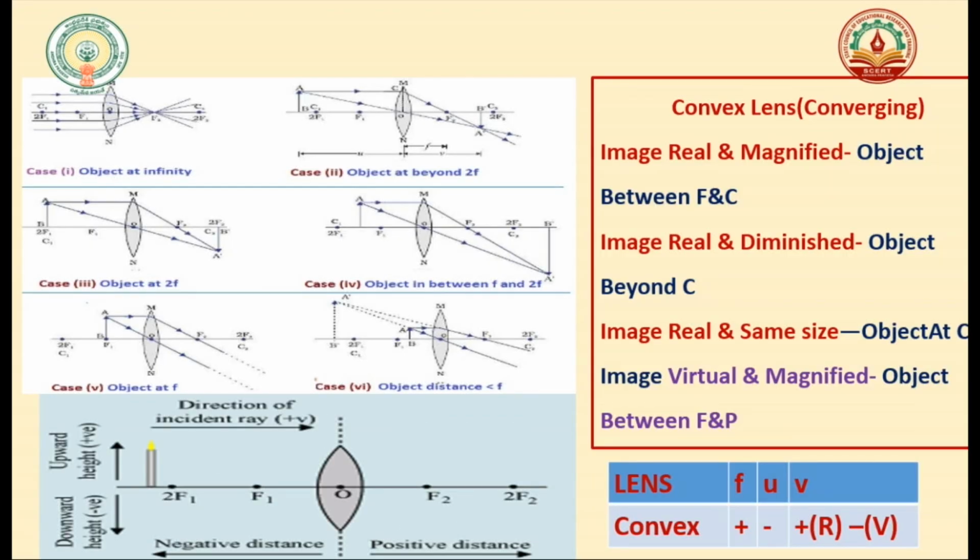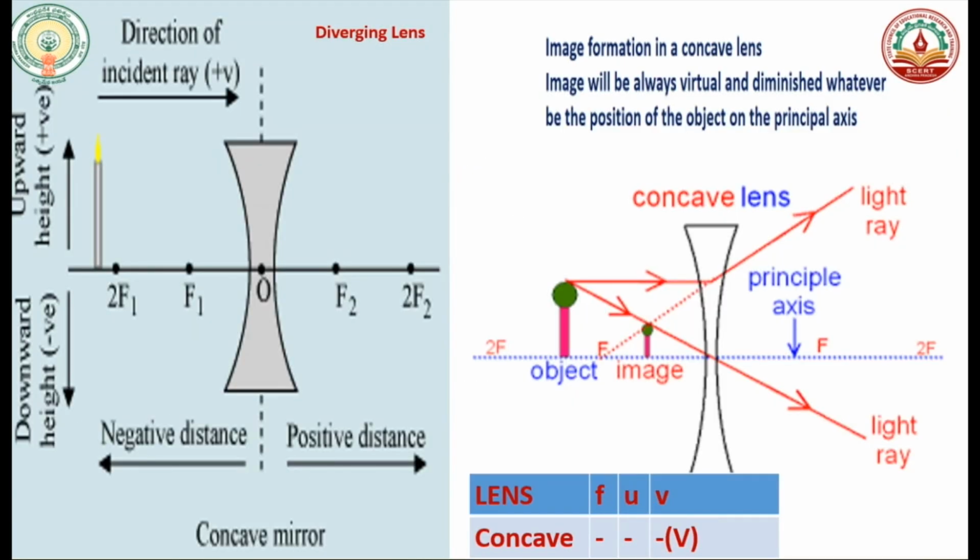You can see here the different positions of the object and image, and how we are measuring the image distance, object distance, and the focal length. For the convex lens, the focal length is positive, the object distance is negative, and the image distance is positive for real images and negative for virtual images.